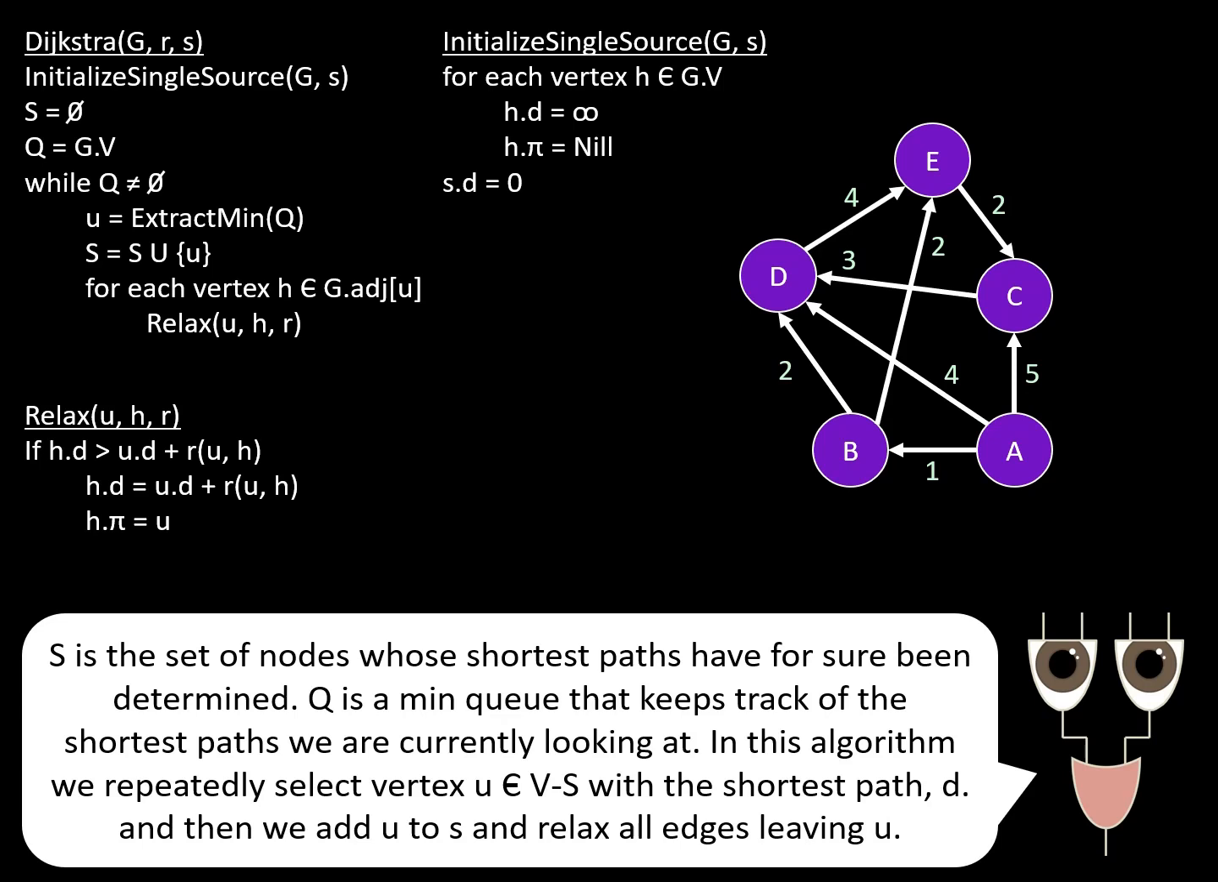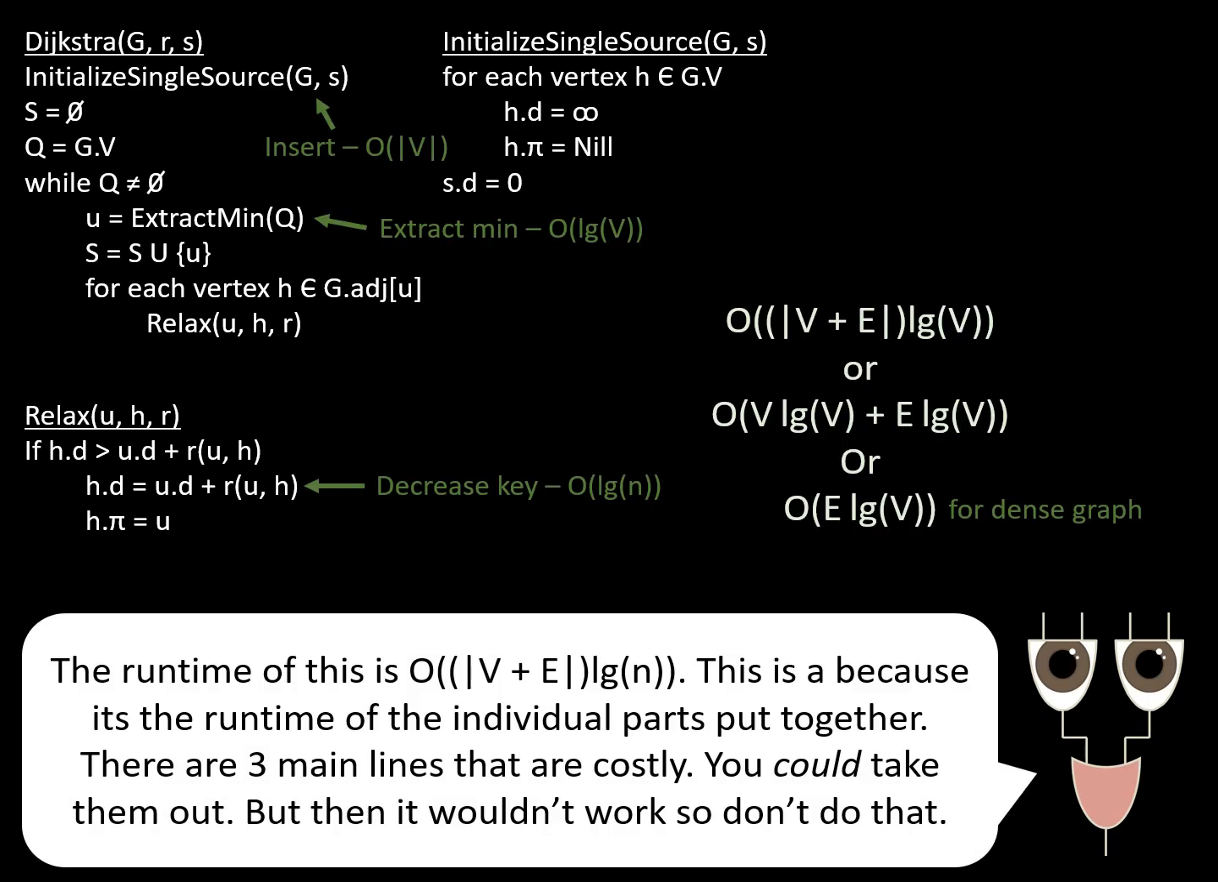In this algorithm, we repeatedly select vertex U, an element of V minus S, with the shortest path D. And then we add U to S and relax all edges leaving U. The runtime of this is the order of the size of V plus E, times logarithm of N. This is because it's the runtime of the individual parts put together. There are 3 main lines that are costly. You could take them out, but then it wouldn't work, so don't do that.